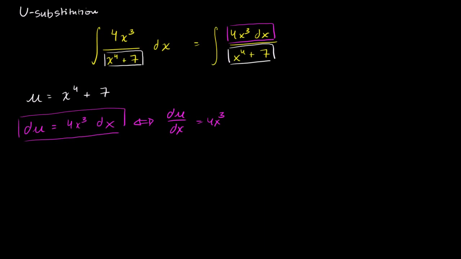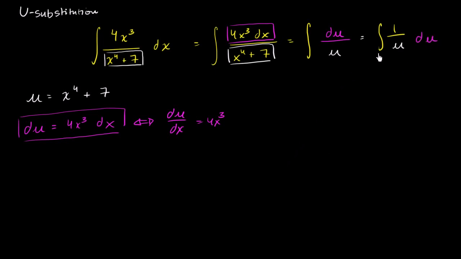So we can rewrite this integral, and I'll try to stay consistent with the colors, as the indefinite integral. What we have in magenta right over here, that's du, over x to the fourth plus 7, which is just u. Or we could rewrite this entire thing as the integral of 1 over u du.